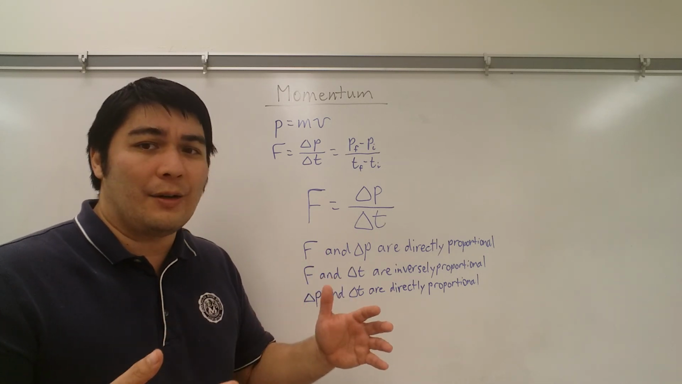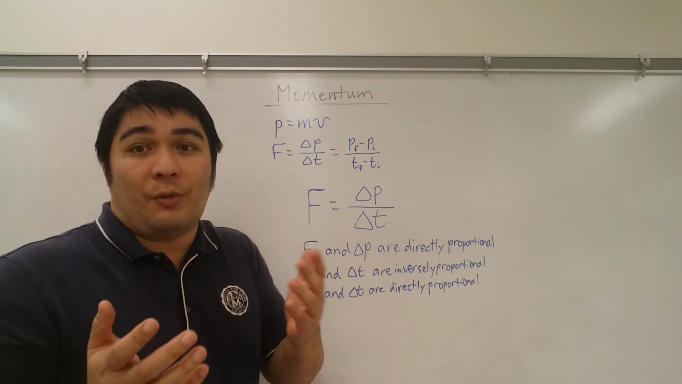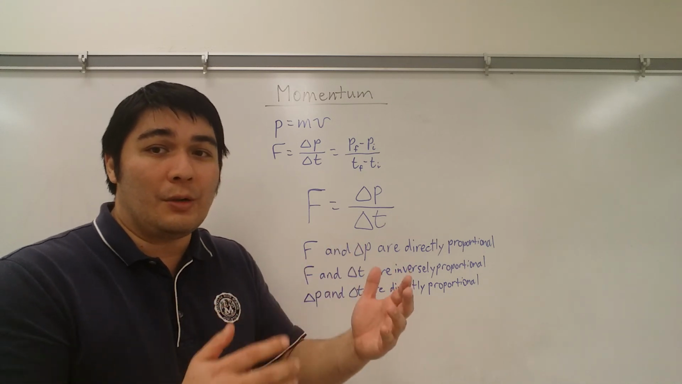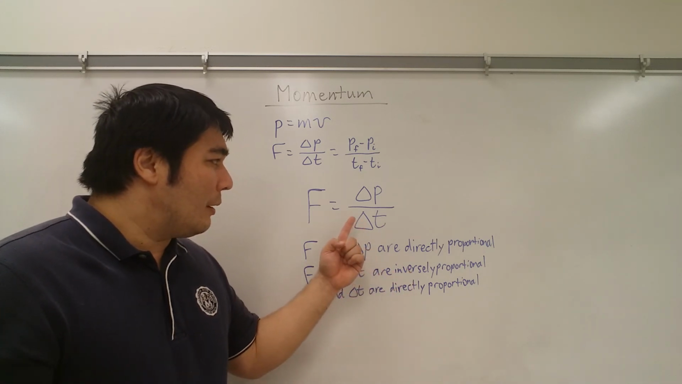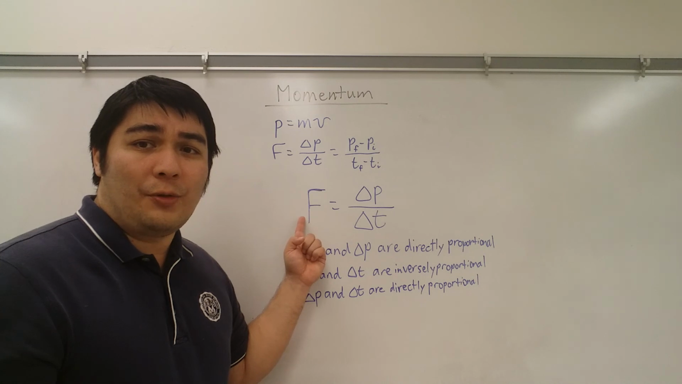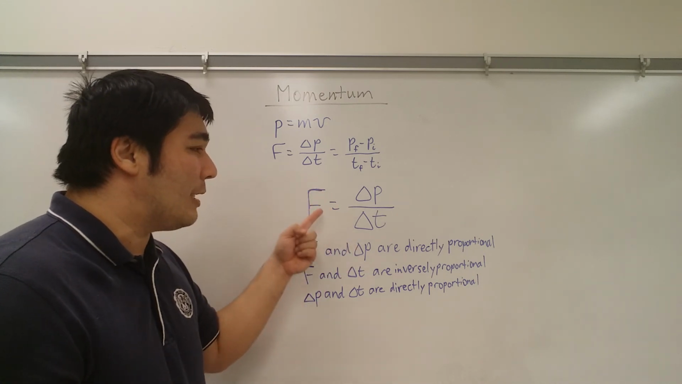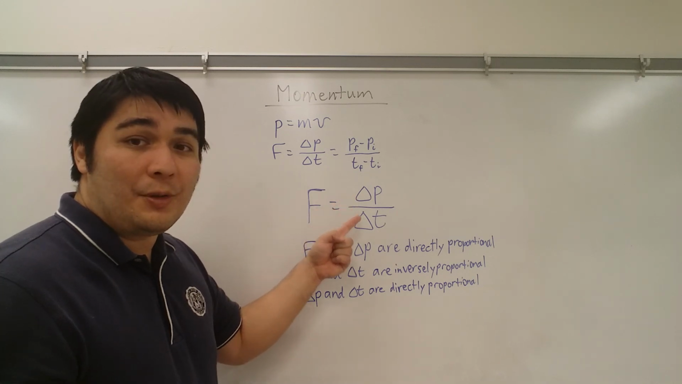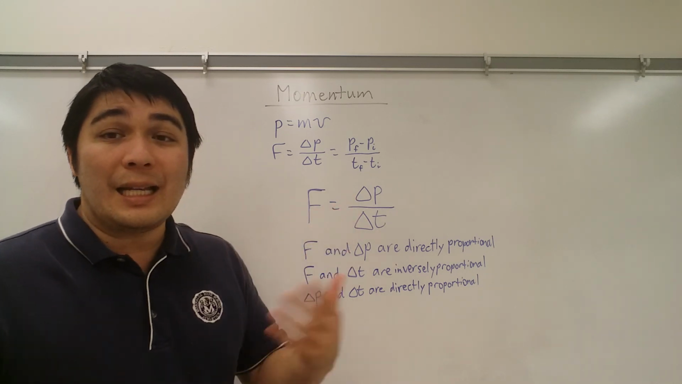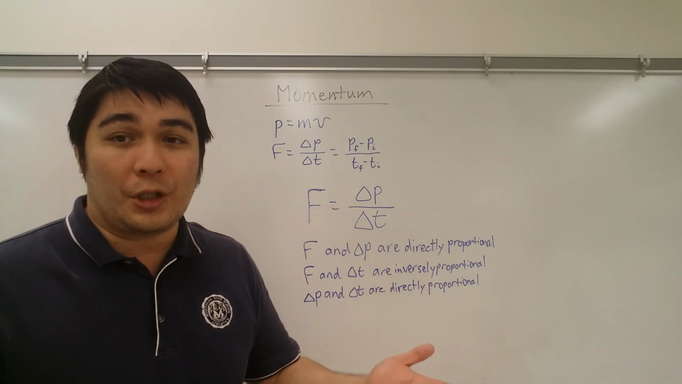If we're just talking about, say, my football example, the football being thrown, if you can't change the force, if you assume the force is constant, if this doubles, this has to double as well. That's what it means to be directly proportional.